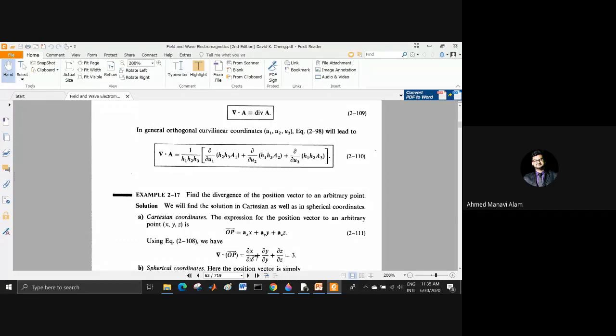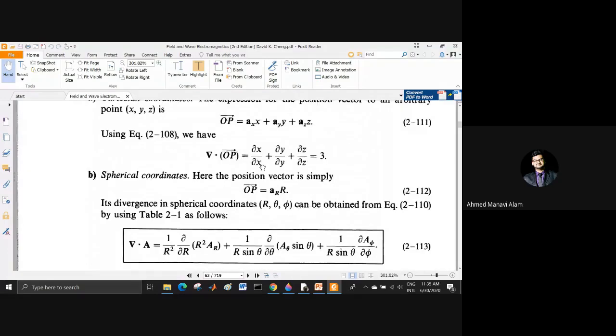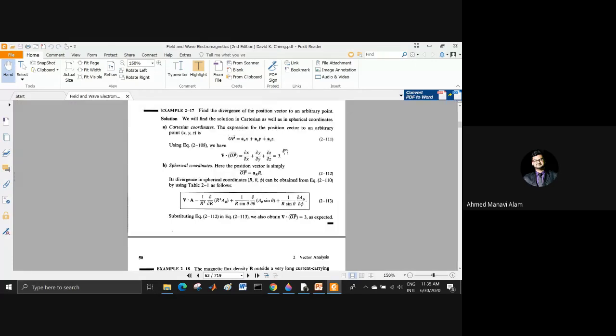These are things you learned in childhood, differentiation and integration. If you differentiate x with respect to x, it will be 1, this will be 1, this will be 1. 1 plus 1 plus 1 equals 3. That is why it comes out as 3. So it is a scalar value.